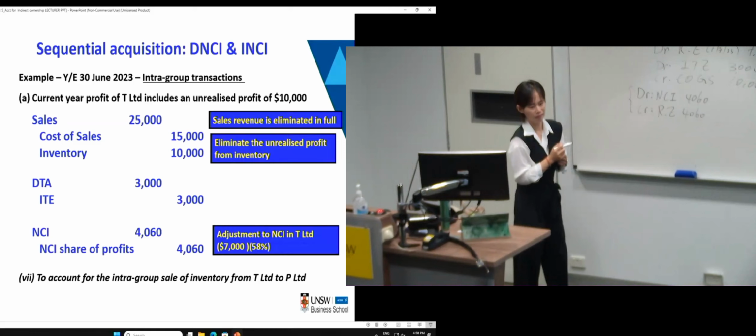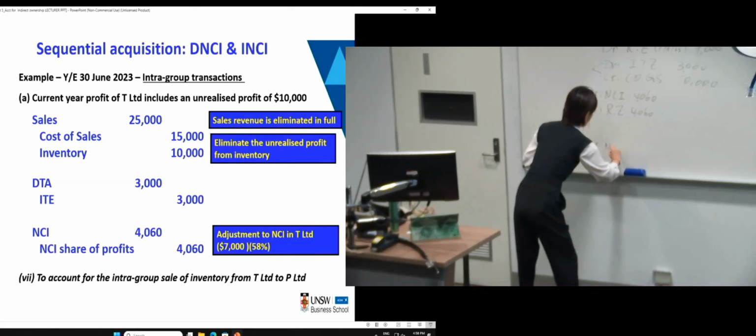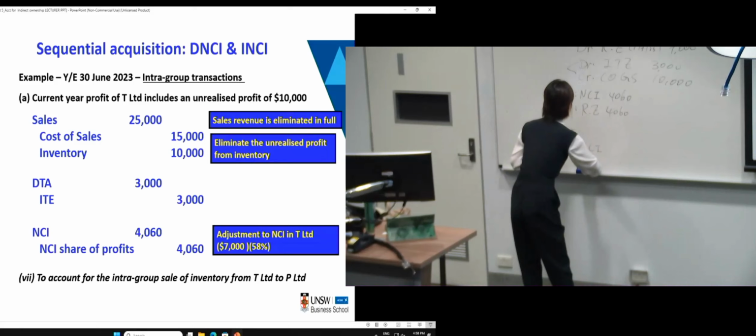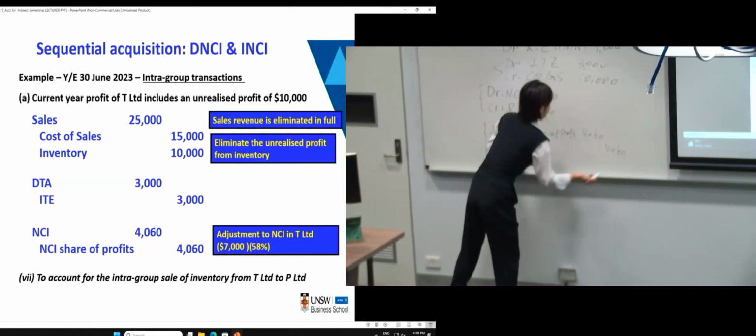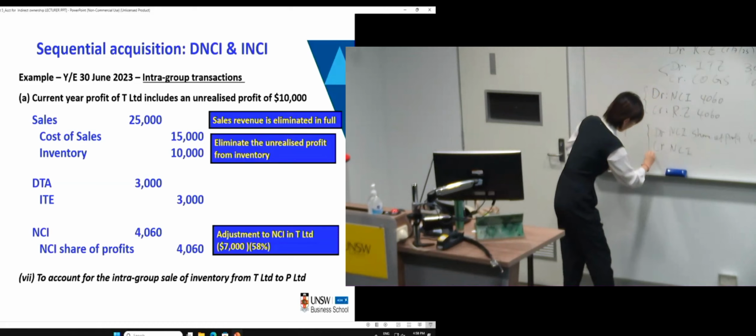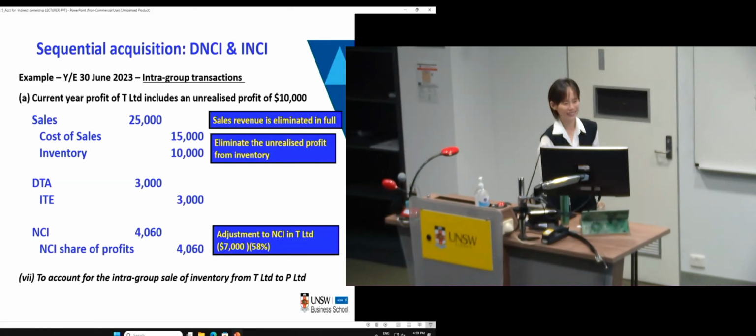Anything else? These two lines result in profit increase, right? Therefore, NCI increases. And this is due to the NCI share of profit increase. What happened? Debit, credit. These two lines even out, right? Debit NCI, credit NCI, sorry, with the same amount, right? They even out. So when you combine these two entries, your final answer will be debit NCI share of profit, credit retained earnings. That's all.